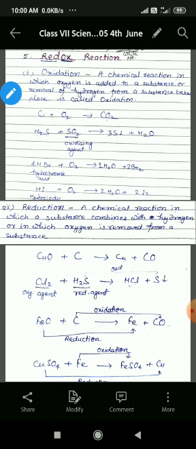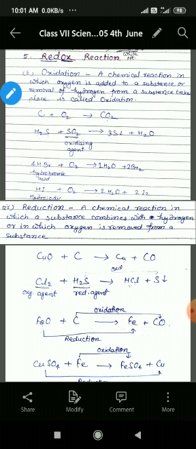And now we'll discuss, students, the reduction reaction. So what is reduction reaction? A chemical reaction in which a substance combines with hydrogen, or in which oxygen is removed from a substance, is called reduction reaction. So here also two conditions are there. Addition of hydrogen is called reduction reaction, and removal of oxygen is also known as reduction reaction.